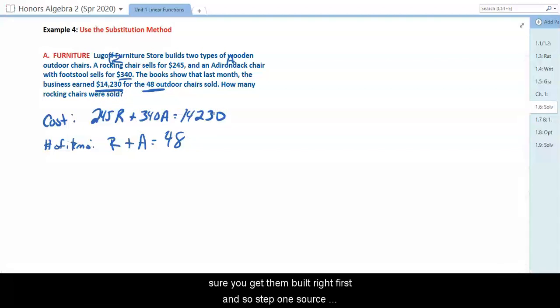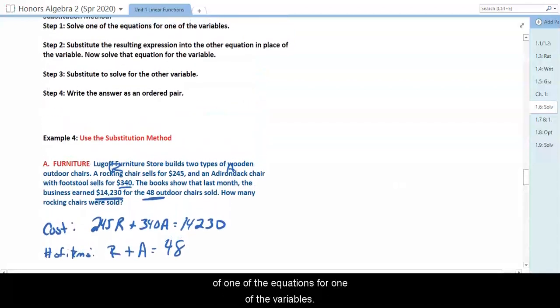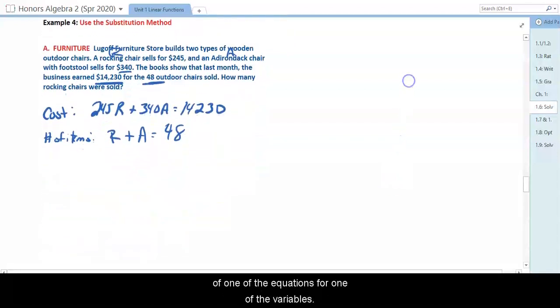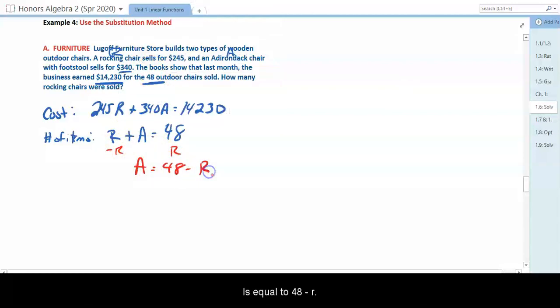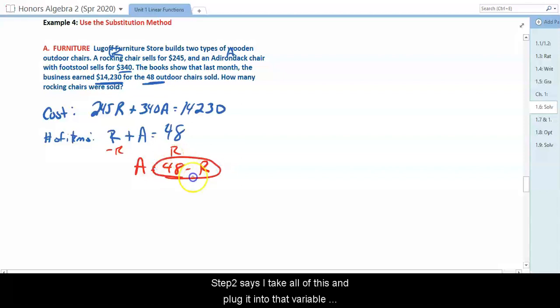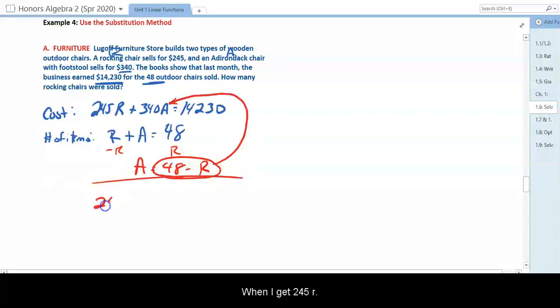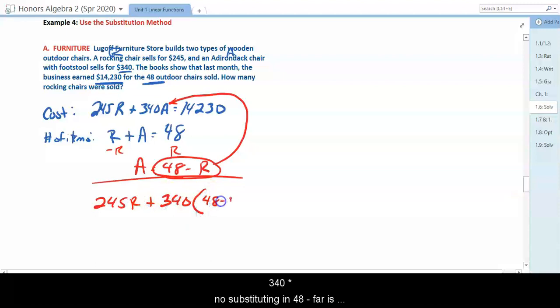And again, make sure you get them built right first. And so step 1 says to solve one of the equations for one of the variables. And so I'm going to solve the second equation for A. So that means I'm going to subtract the R from both sides. And so I get A is equal to 48 minus R. Step 2 says I take all of this and plug it into that variable in the other equation. And so I'm going to get 245R plus 340 times, now substituting in 48 minus R, is equal to 14,230.